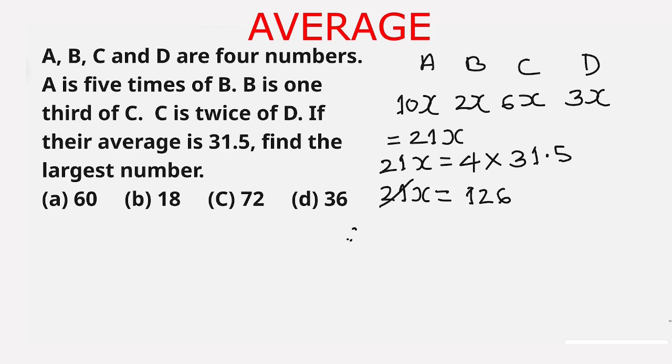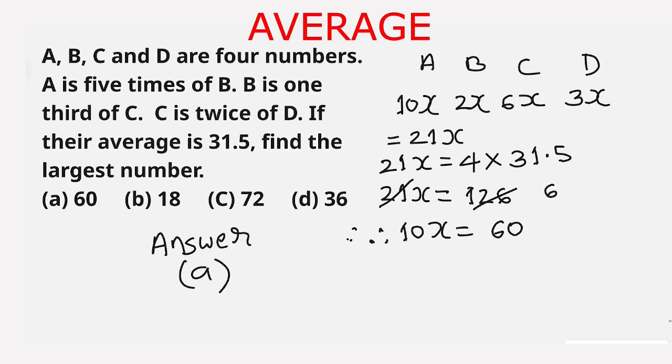21 cancels 126 for 6 times. It gives x equal to 6. Therefore 10x is equal to 60. As the largest number in A, B, C and D is 10x, and we have been asked to find the largest number, the largest number is 10x and the value of 10x is 60. And from the given options, our answer is option A, 60. I hope you have understood the method of solving such type of questions. We go to the next question.